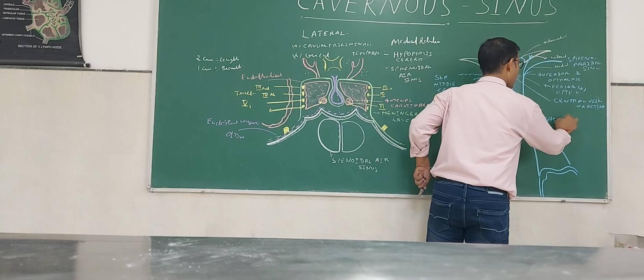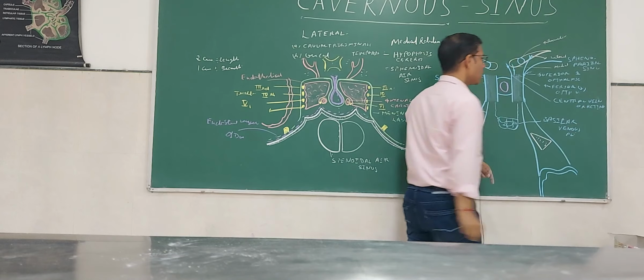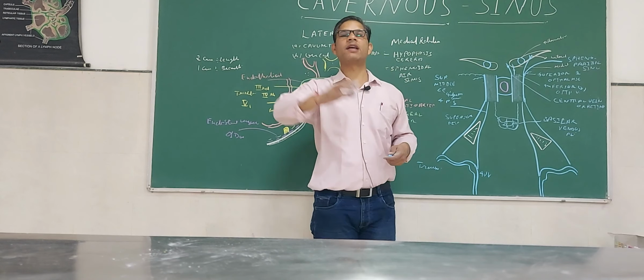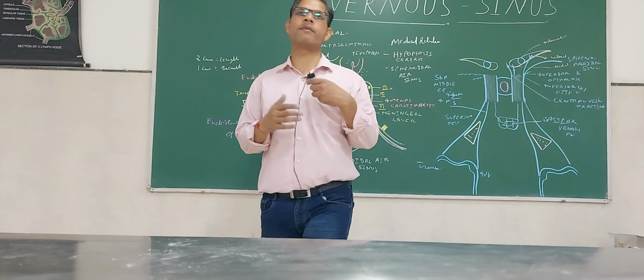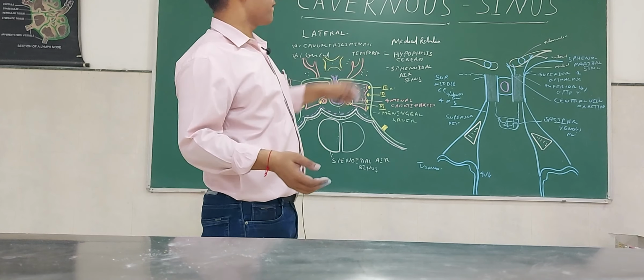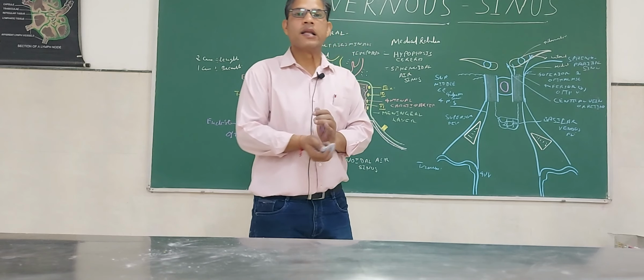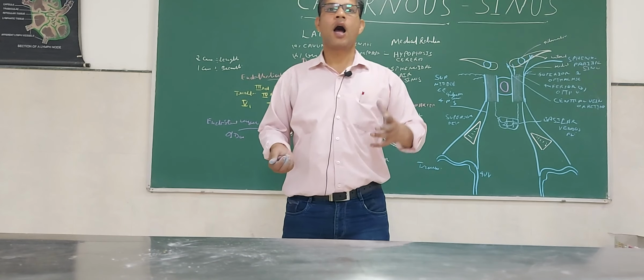Basilar venous plexus. So this is communicating with the major transverse sinus. This is also communicating with the internal jugular vein. This is also communicating with the basilar venous plexus. Okay, three. And very important, this is communicating with the outside.